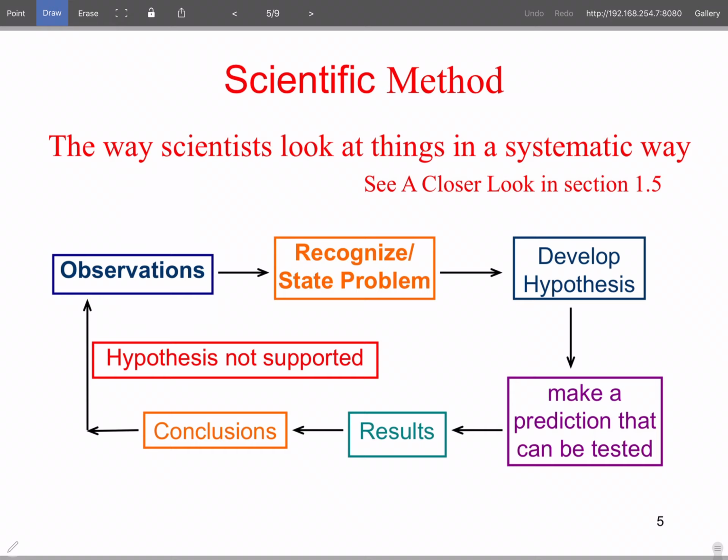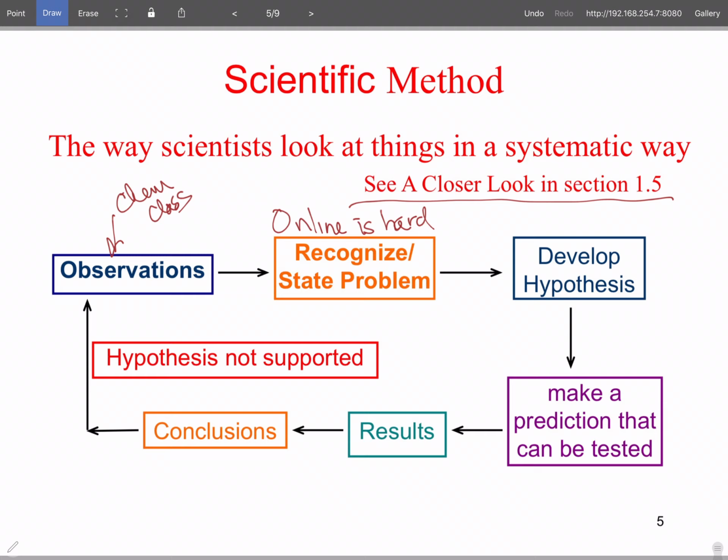All right. Now, one thing that every scientist has in common is the scientific method. And this is the way scientists tend to look at things. Now, this is in a closer look, but this is actually really important. We use this all the time. We just don't refer to it. So what do you do? You make observations. You see something. Okay? For example, let's talk about the chemistry class. Okay, the observation is online is no fun. Okay, we recognize that online is hard.